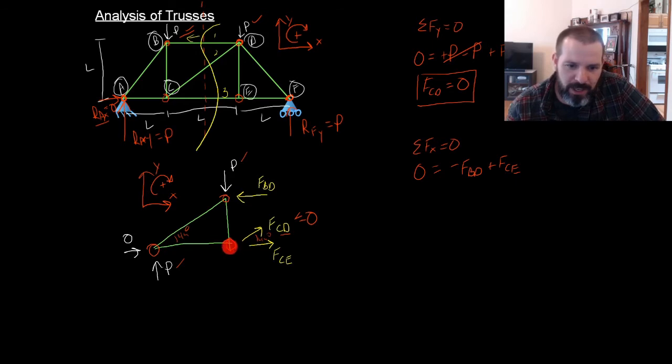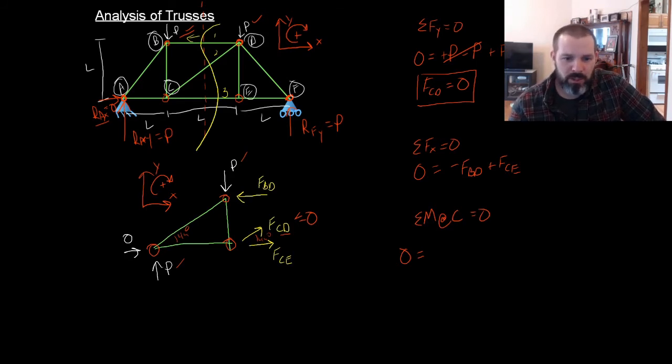If we look at point C, we see we have FCD and FCE acting there, even though we found out that FCD equals 0. If we sum the moments at point C, it will get rid of a bunch of forces that we won't have to worry about, including the force P, because the force P acts through joint C as well. So if we sum the moments about point C, they have to equal 0.